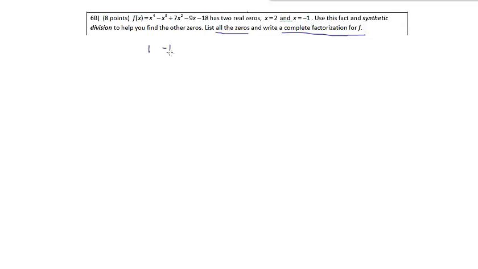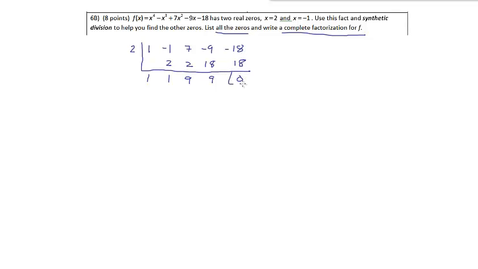Synthetic division is a nice quick way to do polynomial division with zeros. So I'm bringing my coefficients down, and I'm going to do division. This is going to leave me with a new polynomial of third degree. We'll take the 2, bring down the 1. 2 times 1 is 2, add, I have 1. 2 times 1 is 2, add, I get 9. 2 times 9 is 18, add, I get 9. 2 times 9 is 18, add, I get 0.